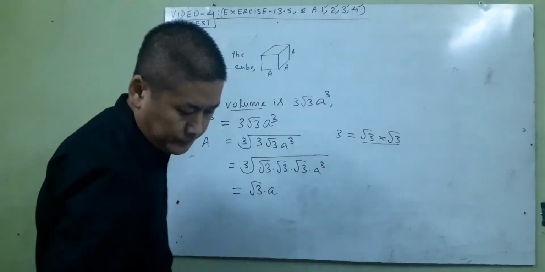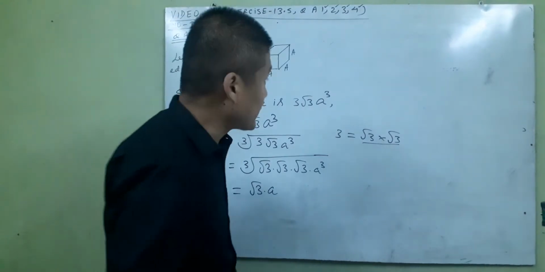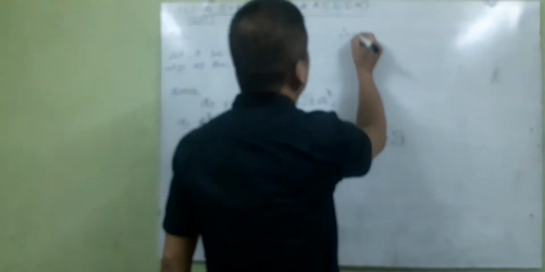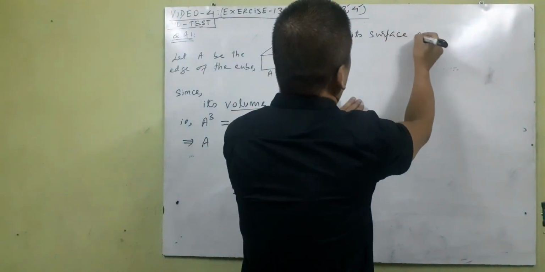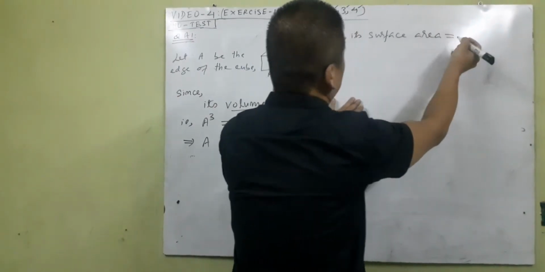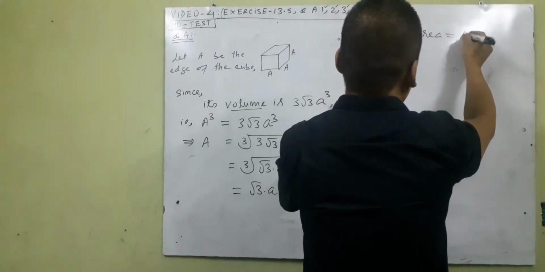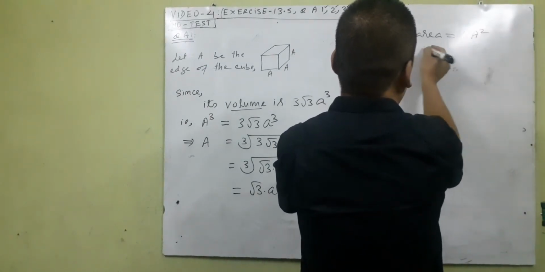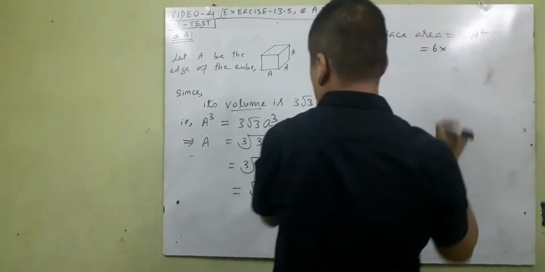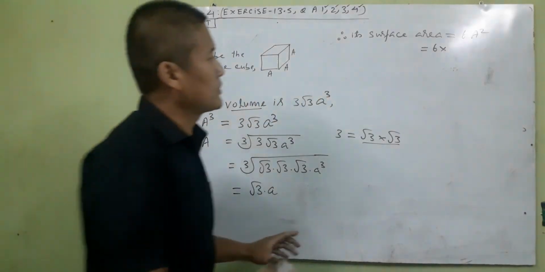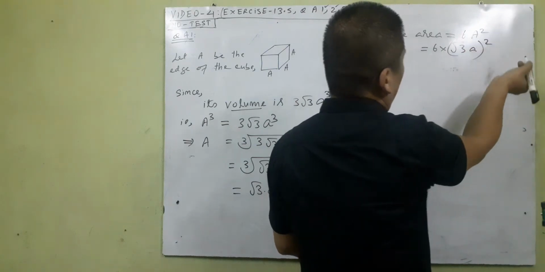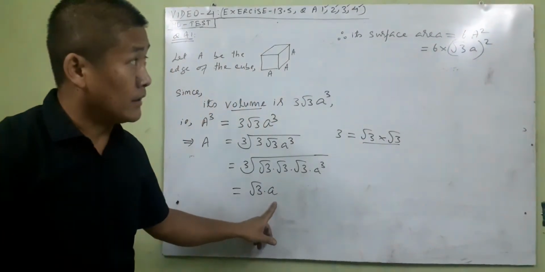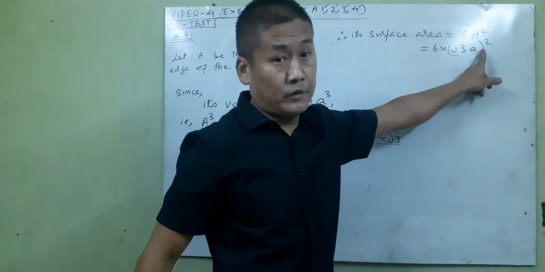Now the question is asking for surface area, so you just write here: therefore, its surface area. The formula for the surface area of a cube, we know, is 6a square. So we write that. 6, then a, just now we got here, root 3a. So just write there root 3a, and we must put brackets, otherwise it will be wrong because there are two factors here, and this square belongs to both, right?